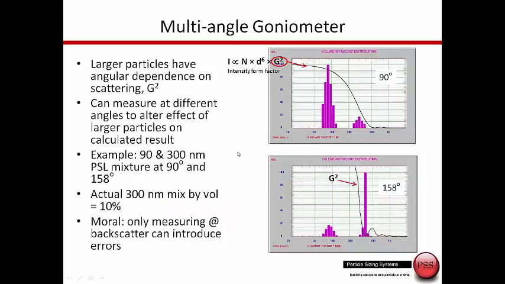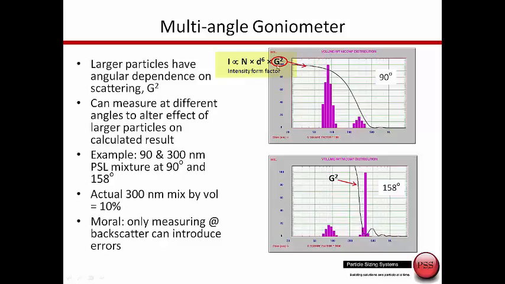The system can be configured to be a multi-angle goniometer. The reason we would do this is typically when we're measuring larger particles. For very small particles, say everything under 20 nanometers, the scattering is isotropic and the same at all angles. But when we're measuring larger samples, let's say a lipid emulsion at 300 or 400 nanometers, then we have not only the scattering dependence, which is d to the 6, diameter to the 6th power, but we need to take in this intensity form factor g squared.